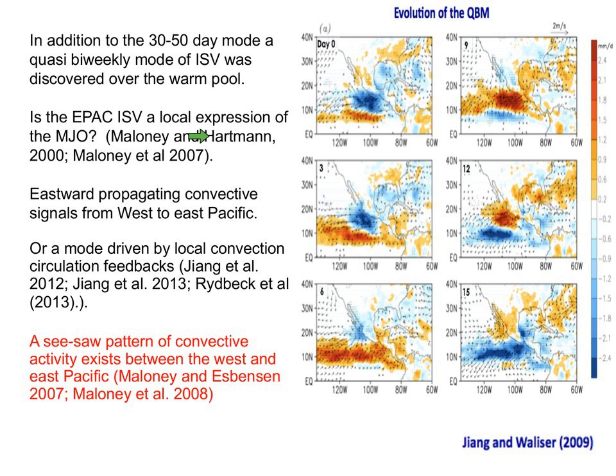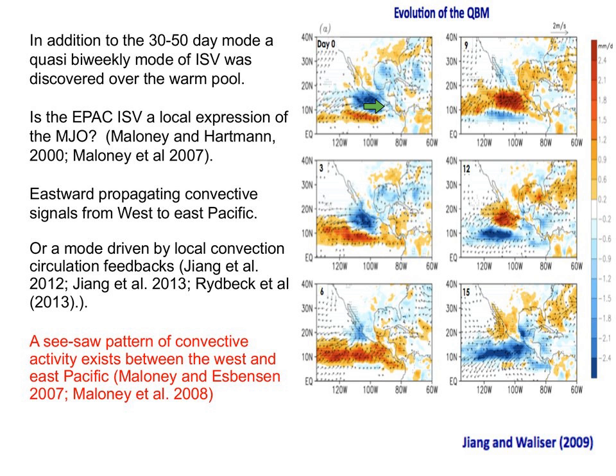But the dominant northward propagation character of the Eastern Pacific intraseasonal variability makes us suspect that it is a local expression of the global MJO mode, with the convective anomalies over the Eastern Pacific warm pool initiated by propagation of convective signals from the Western Pacific to the Eastern Pacific across the dateline.